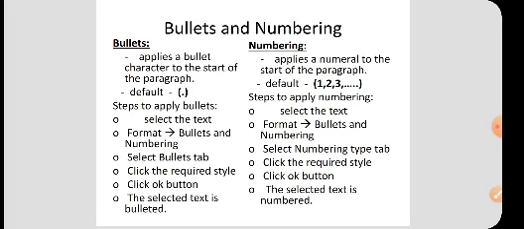Suppose we want to turn off these bullets and numbering, meaning remove them. You have to select the text and then click on the same icon, the bullets icon, again, and it will be removed.